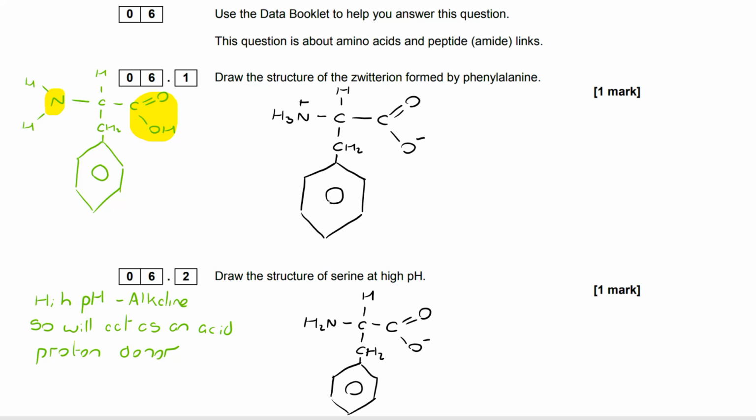And that means it's going to act as an acid, it's going to act as a proton donor. So it will donate the H from the NH3+, leaving NH2. It will donate the H+ from the COOH to leave COO-, and we end up with this structure that we can see here.